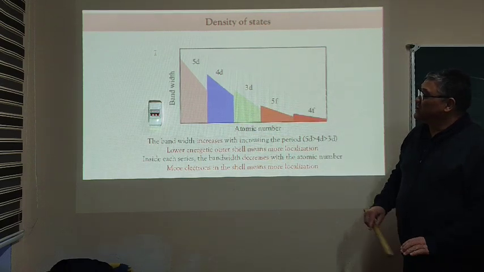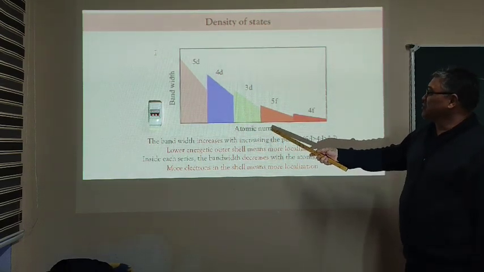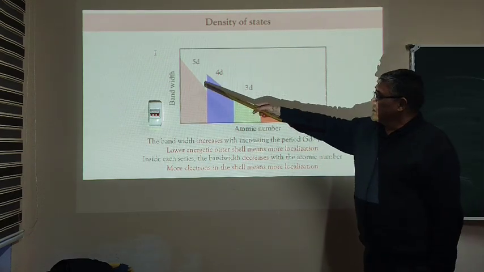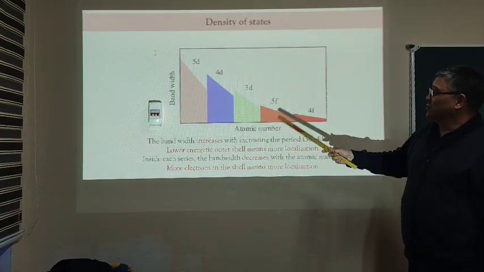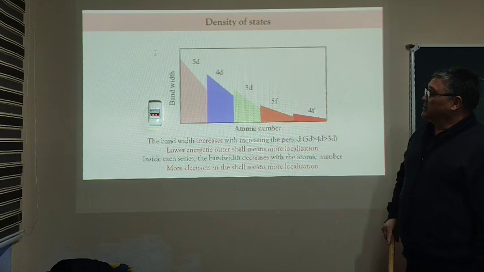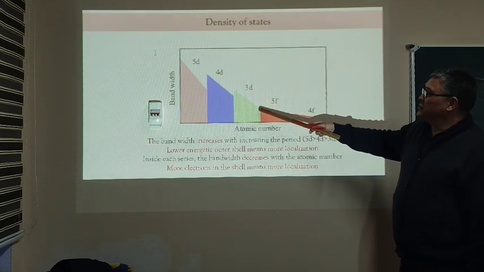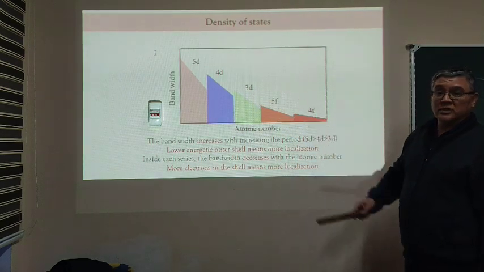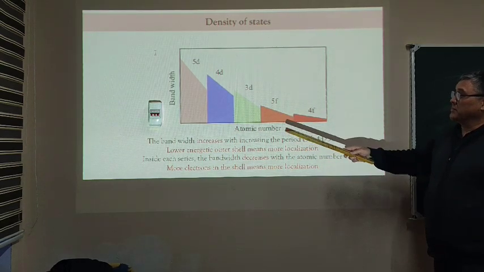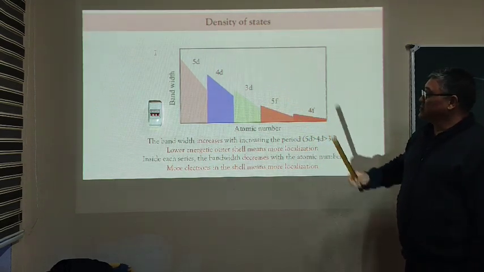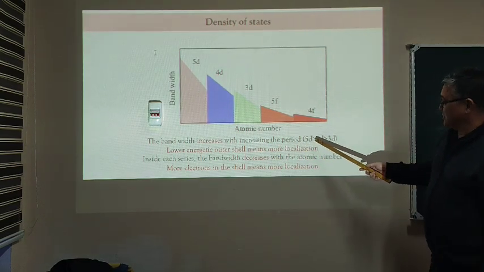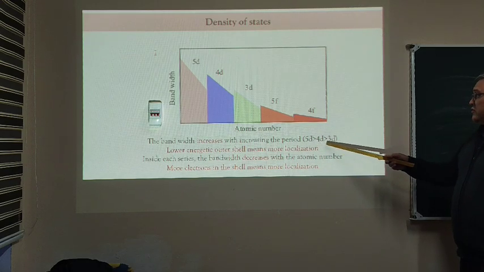Now, this is what I said before. This is bandwidth versus atomic number. This atomic number corresponds to the number of d electrons here, and for 5D, this bandwidth is larger compared to all others, and 3D is just in the middle. 3D bandwidth corresponds also to a larger value, to better magnetism for these 3D elements. So bandwidth increases with increasing the period, 5D, and then 4D and 3D.